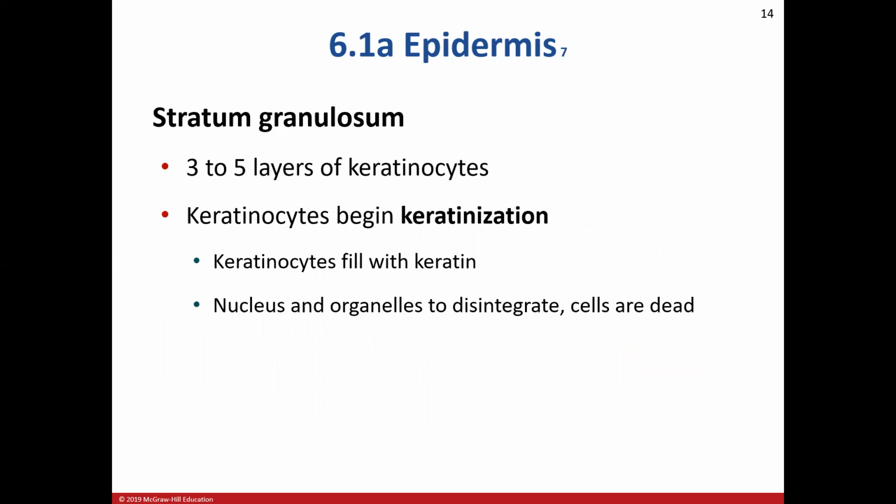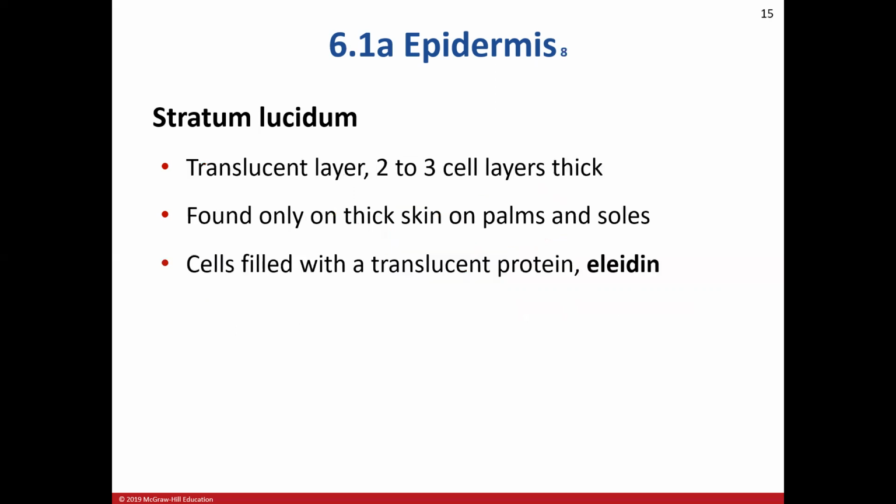This stratum granulosum is very small compared to the stratum spinosum. And you see a lot of keratinization because you see the dark staining keratin in the cytoplasm of the stratum granulosum cells. And they're starting to die as you get to the surface. This one is the one, make a note of this, that you only see in thick skin. Thick skin is the palms and soles. And the protein is called eleidin. And that's a clear protein, only seen in the stratum lucidum, which is the fifth layer in thick skin.